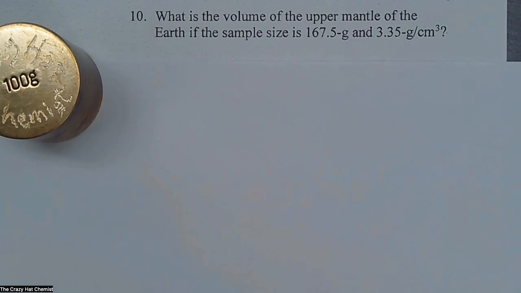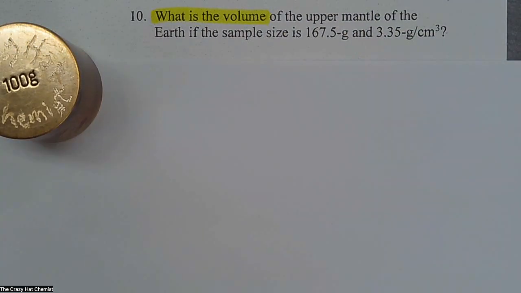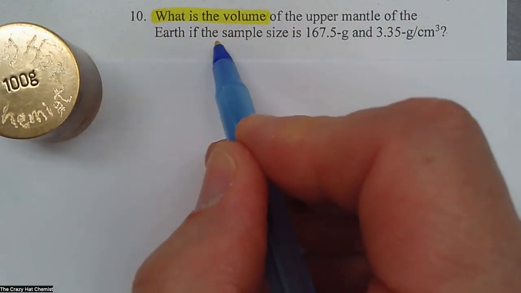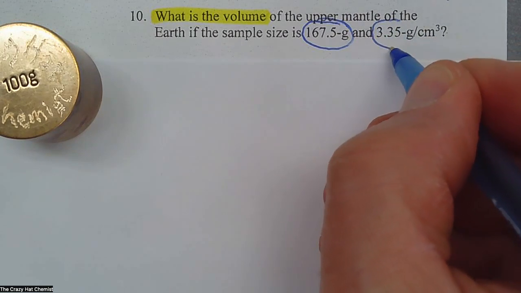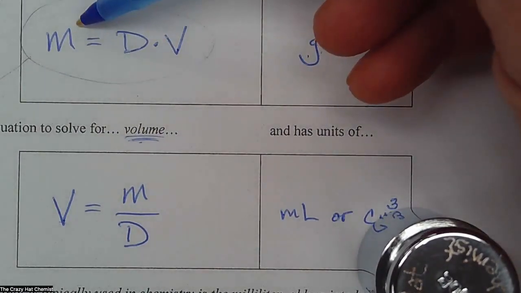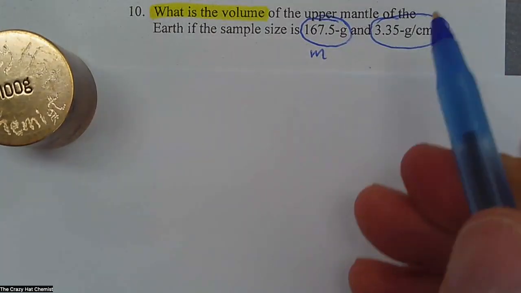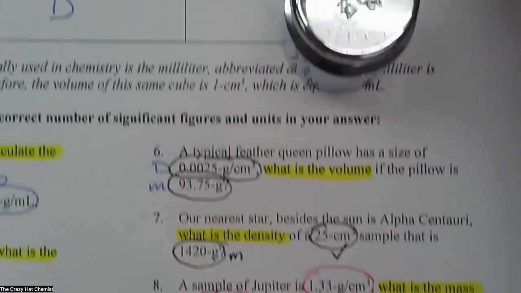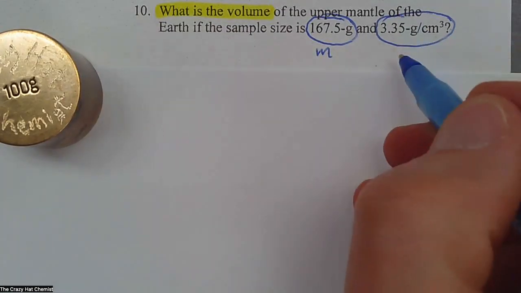All right, so let's see if we can nail this one down. It says, what is the volume? What is the volume? That's what we're solving for. Of the upper mantle of the Earth, if a sample is 167.5 grams and 3.35 grams per cubic centimeter. So the question is, grams, what does that correspond to? That corresponds to a mass. Okay, perfect. So grams is a mass. Grams per cubic centimeter, what does that correspond to? Grams per cubic centimeter, that is a density. Okay, perfect. So let's write that down, density.